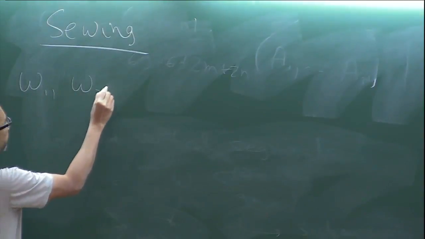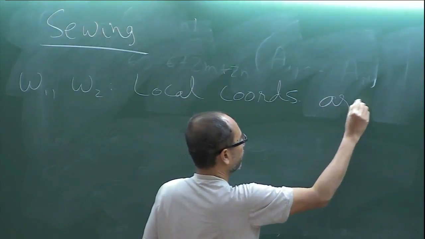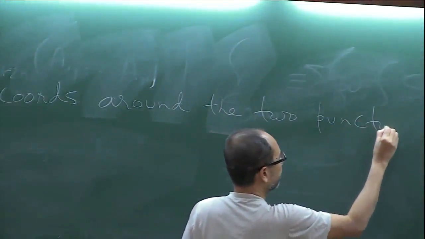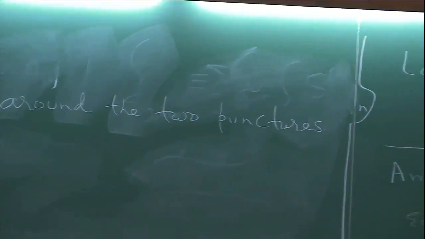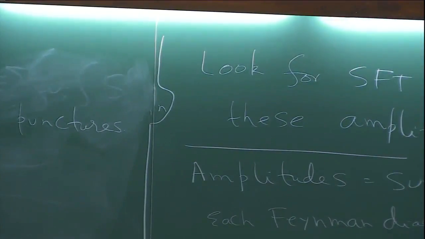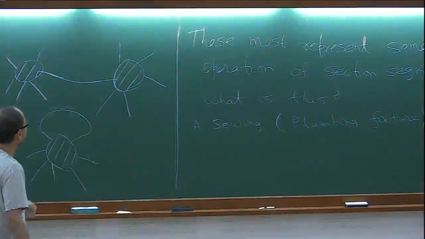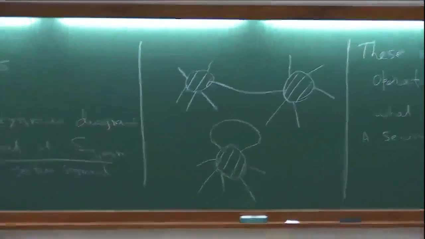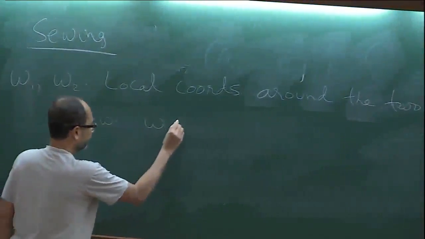Suppose W1 and W2 are the local coordinates around the two punctures. Punctures on the Riemann surface represent the external lines, that's where the external vertex operators are inserted. So this corresponds to some Riemann surface with a specific puncture where we are going to join by this leg. This corresponds to another Riemann surface with a specific puncture. We assume that W1 is the local coordinate around this puncture, W2 is the local coordinate around this puncture. And then we sew the two Riemann surfaces by simply making this identification.